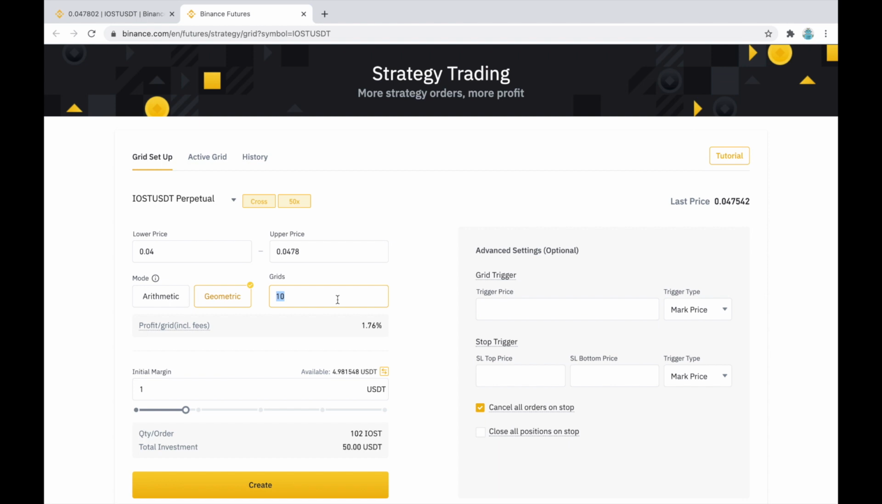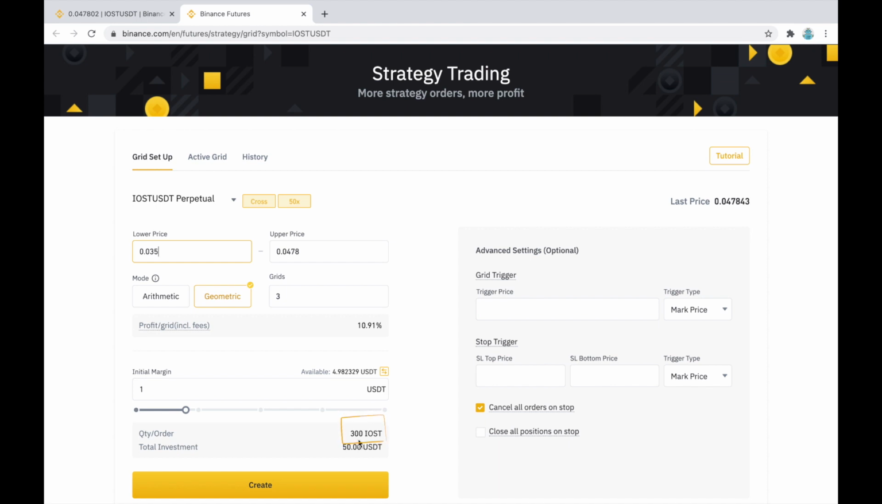Given my small wallet size, I will reduce the number of grids to 3. Look how the profit per grid percent and quantity per order values continue to change, as I continue to adjust the number of grids and the lower price values. I have a 10.91% space between the grids, which I consider meaningful for a very volatile market, and my position size is now 300 IOST.